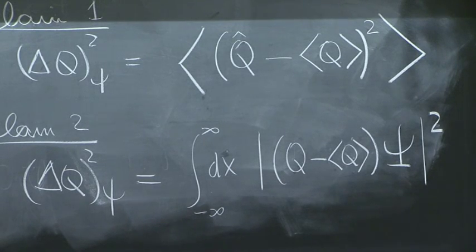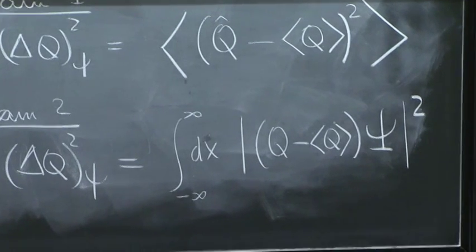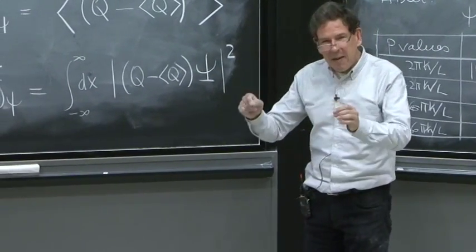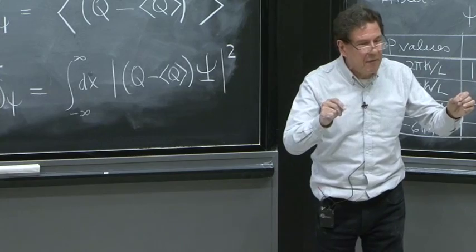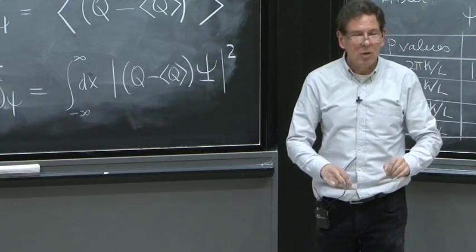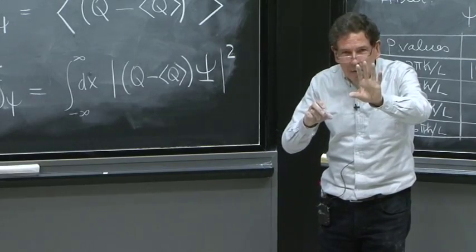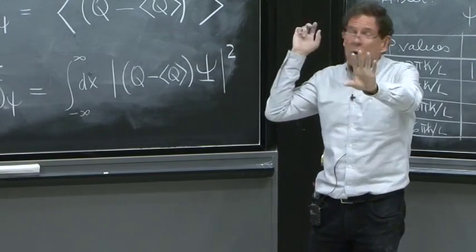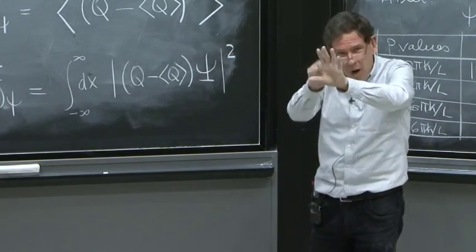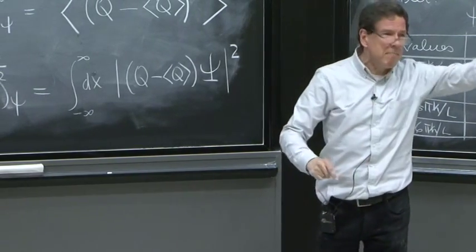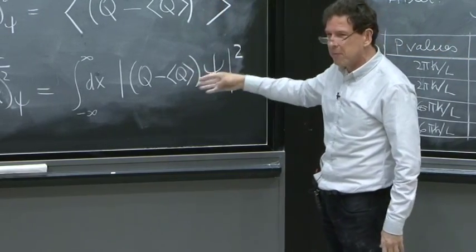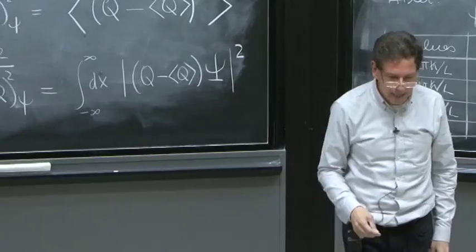We'll show these two things next time and show one more thing, that the uncertainty vanishes if and only if the state is an eigenstate of Q. So if the state that you're looking at is an eigenstate of Q, you have no uncertainty. And if you have no uncertainty, the state must be an eigenstate of Q. So all those things will come from these claims that we'll understand next time.